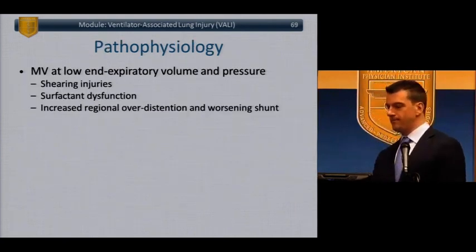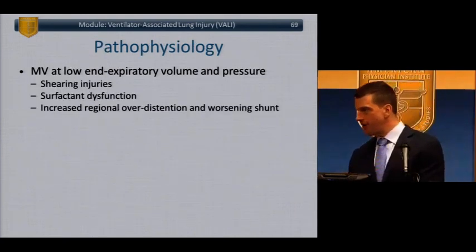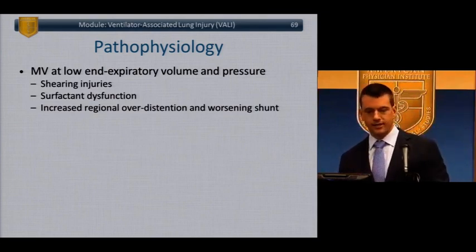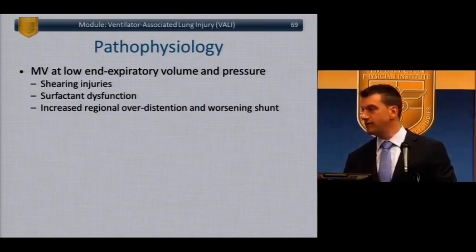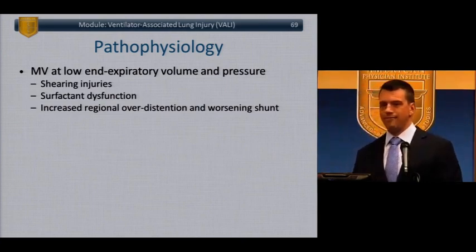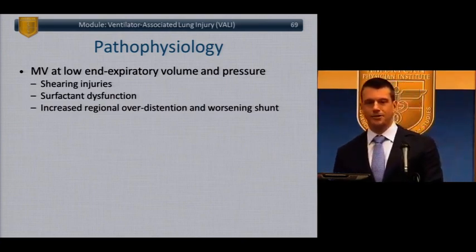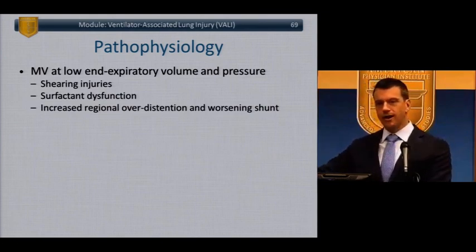At the low end expiratory volume and pressure where we don't have that PEEP, you get the shearing injuries and the surfactant dysfunction, and then increased regional overdistension. Again, when you have 50% of those in the lung collapsed and you're not getting them open, all of your breath is going to be shunted toward the other normal alveoli, which will now become injured alveoli.